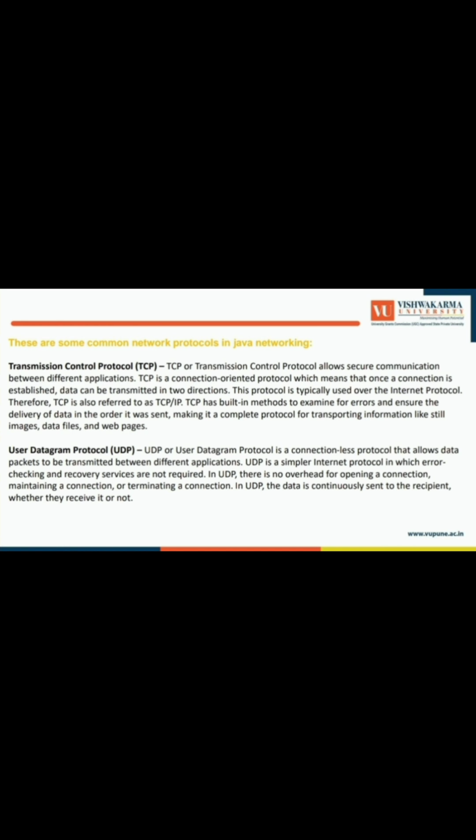Second is UDP, User Datagram Protocol. UDP is a connectionless protocol that allows data packets to be transmitted between different applications. UDP is a simpler internet protocol in which error checking and recovery services are not required. In UDP, there is no overhead for opening a connection, maintaining a connection, and terminating a connection. In UDP, data is continuously sent to a recipient whether they receive it or not.